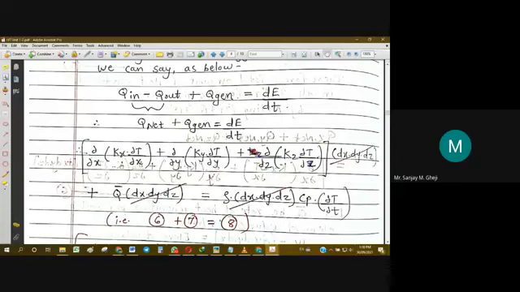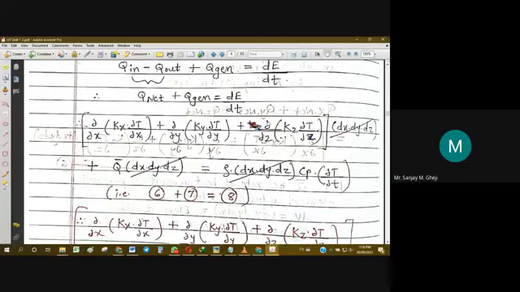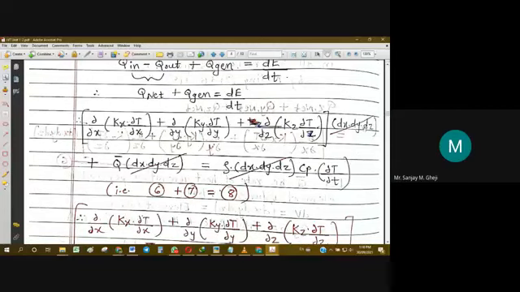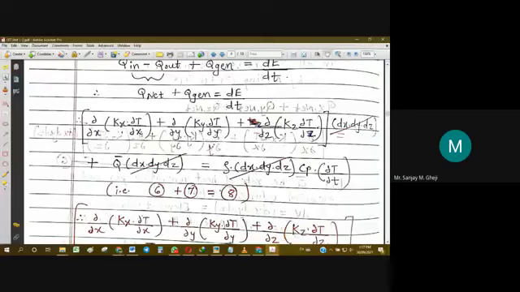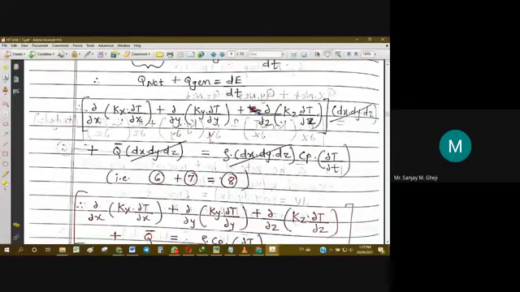So this full square bracket is Q net plus Q generation, into dx dy dz. This small term remains, into dx dy dz. So this entire term, Q net plus Q generation, is q bar into dx dy dz. On the right hand side, dE by dt we had just written like this: rho into dx dy dz into cp into ∂T by ∂t.